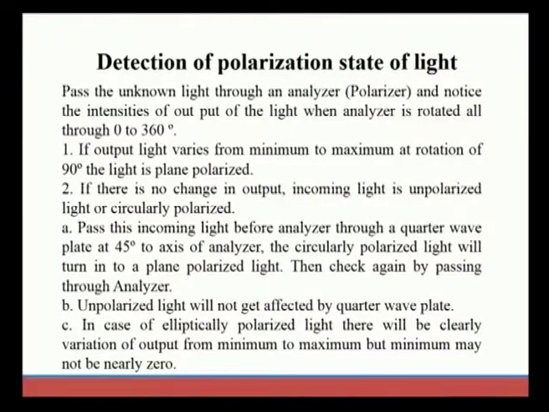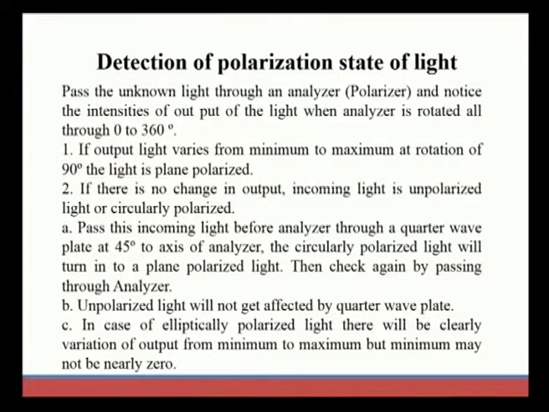The very first thing to check: if the output light varies from minimum to maximum at a rotation of 90 degrees, the light is plane polarized. So if the light varies from minimum to maximum when the rotation is from 0 to 90 degrees, we can consider it as PPL. Another condition: if there is no change in output, the incoming light is unpolarized or circularly polarized.